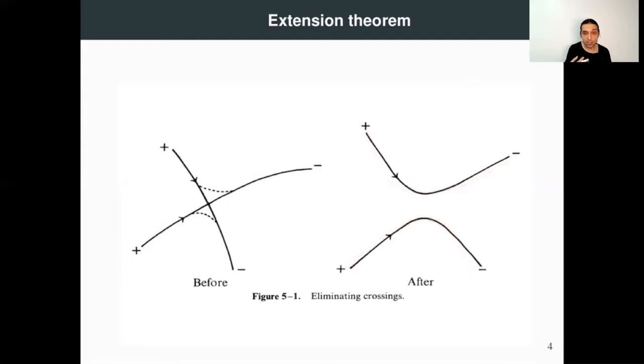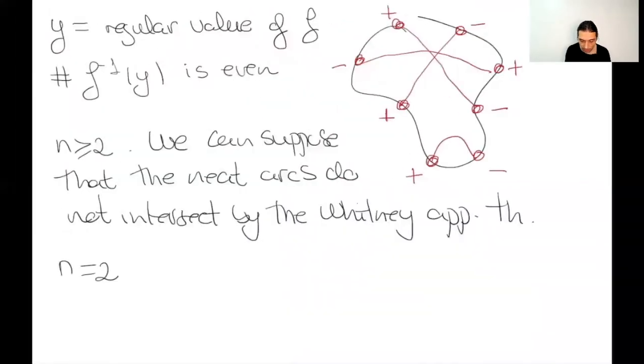And by repeating this process a finite number of times, we get to a situation in which all the neat arcs are disjoint. For instance, here, it is very simple, okay? If we consider these two paths, it's simple to somehow remove that intersection, because we can consider something like this and then something like this. And we have one fewer intersection at least, okay?